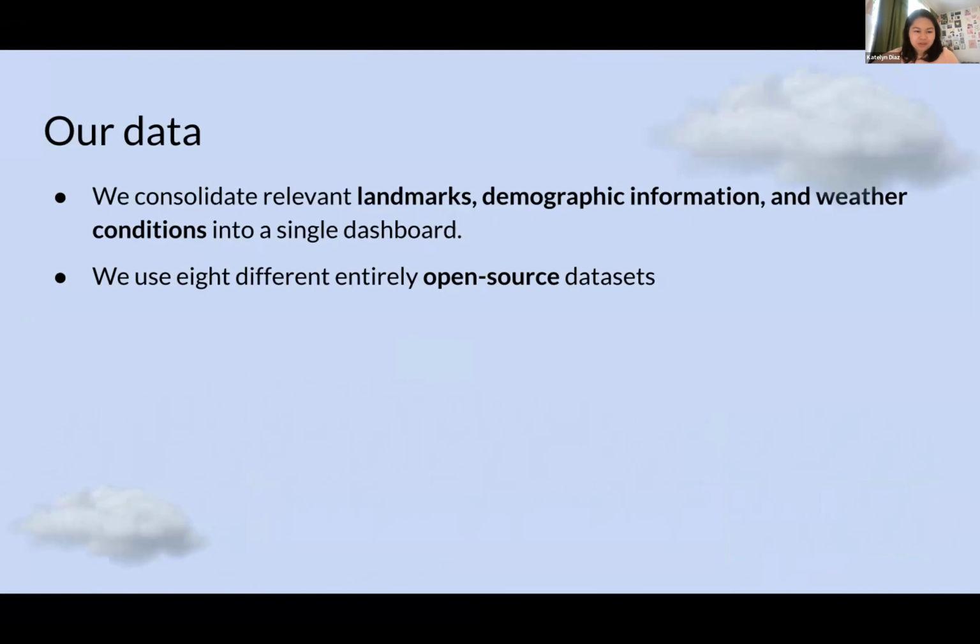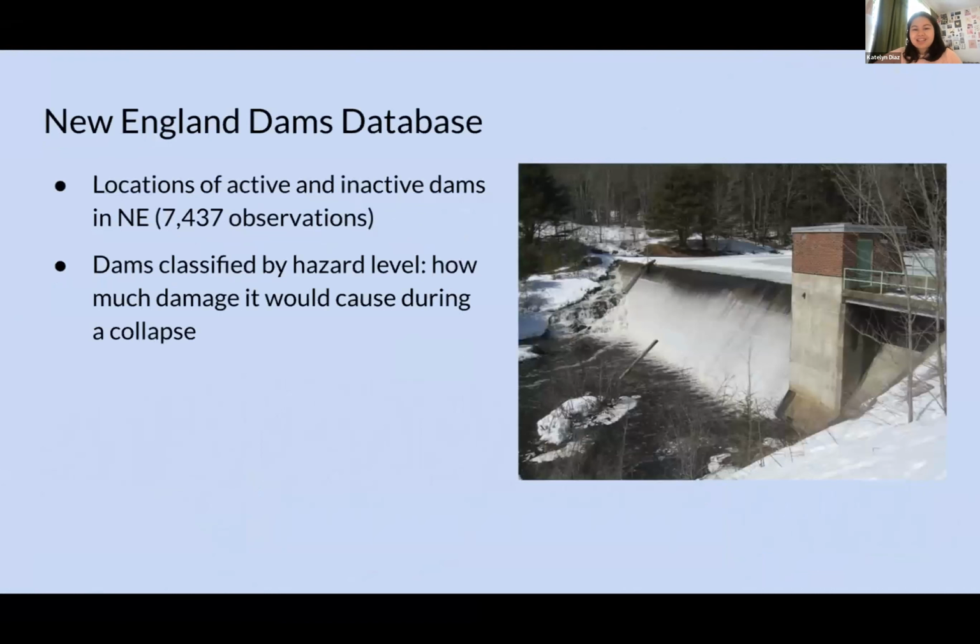So I'm going to quickly run through those. The New England Dams database has 7,437 observations and is the location of active and inactive dams in New England, and the dams are classified by their hazard level, so how much damage it would cause during a collapse.